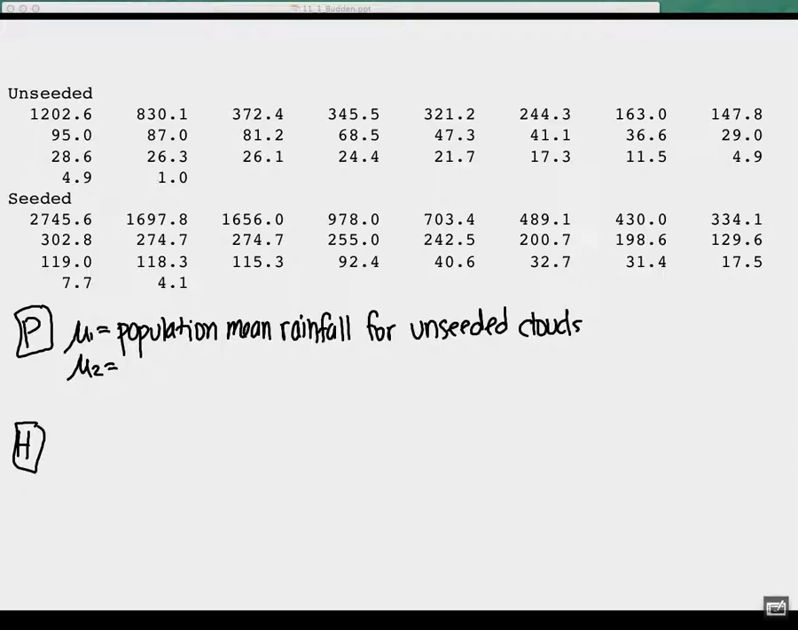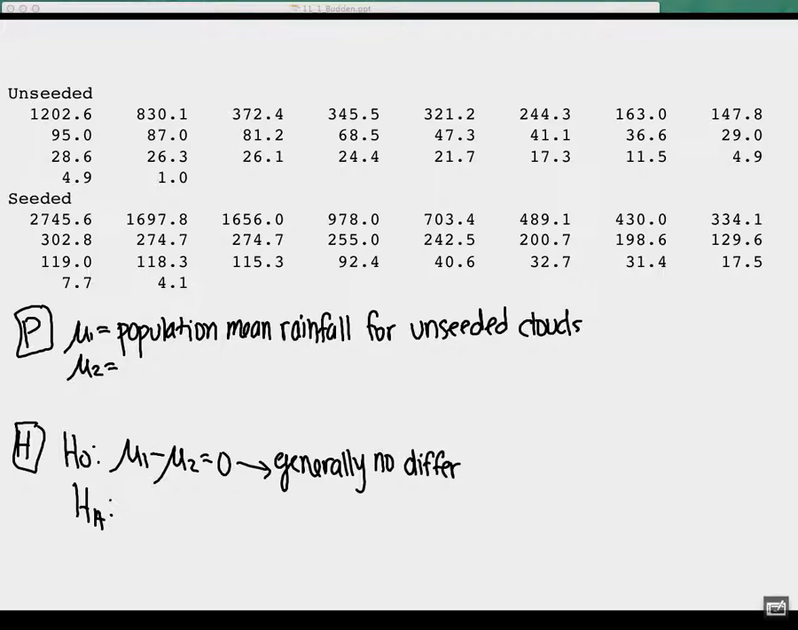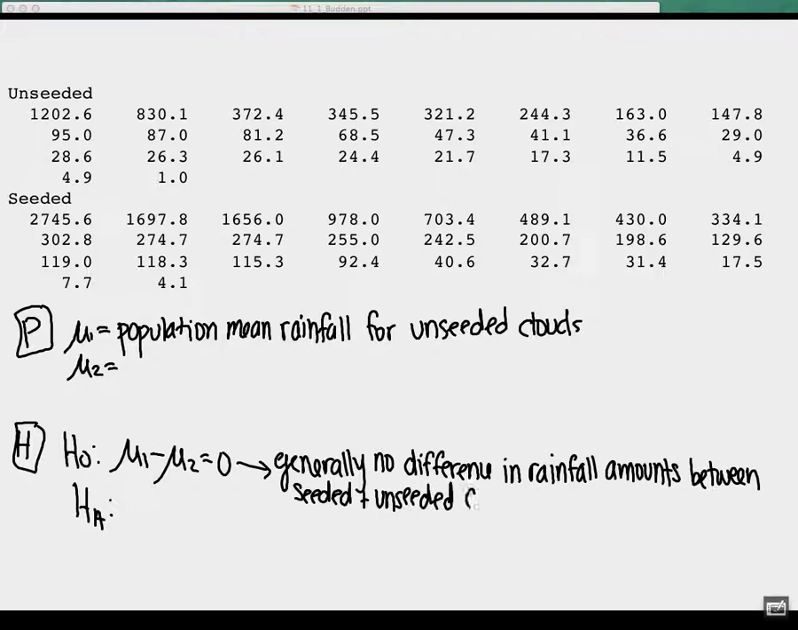In H, you're still going to define your null and your alternative. It's written as a difference in means. So your null is going to be that mu1 minus mu2 equals 0. Okay, so this tells us there is generally no difference in rainfall amounts between seeded and unseeded clouds. Okay, you have to say generally because we're looking at population means. So it's not going to be true for every single pair of seeded and unseeded clouds. So it's going to be a general trend.